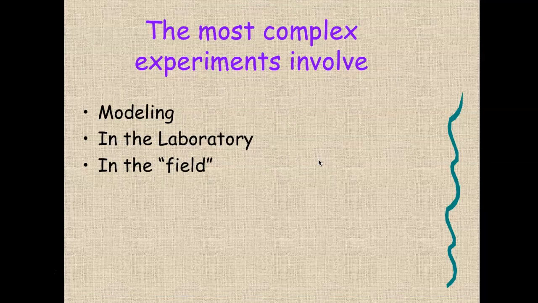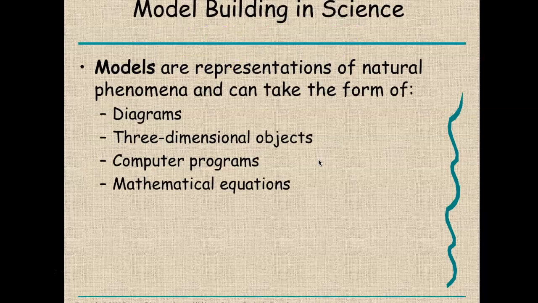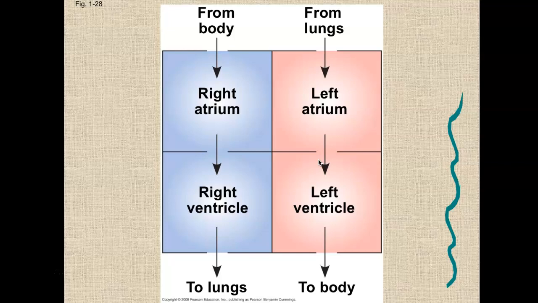And the most complex experiments are going to involve modeling, laboratory experiments, and then we're going to do things in the field, like outside. And then we can model things in this class. So we can make diagrams, three-dimensional objects, computer programs. We're going to look at some computer programs, and we're also going to look at some math when it comes to seeing if a population is evolving. So I just want you to know that models are a representation of natural phenomena and that we're going to be using some of those in this class. This is a model of how the heart works and how blood flows through the heart.